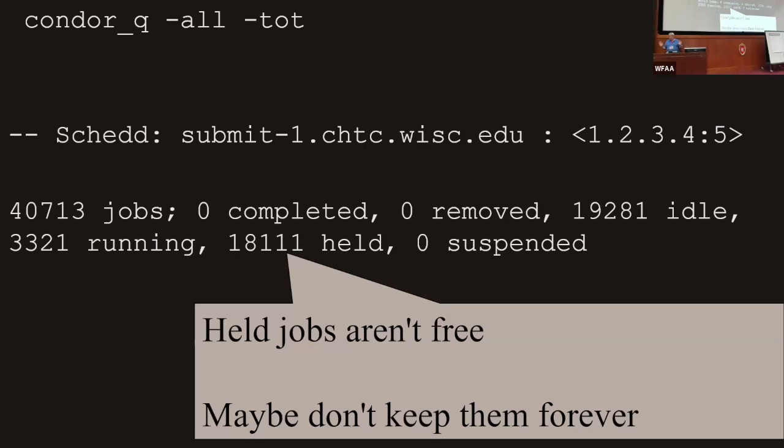Careful with your periodic remove. But let's keep an eye on those, and let's not arbitrarily keep held jobs around forever. Something I've thought about is maybe Condor should have a default time frame where after, say, a week, or my God, we could have a knob, some configurable amount, we should automatically remove held jobs. Maybe that's something we should do. I don't know.